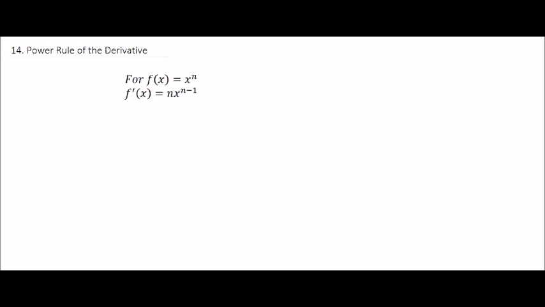Okay, today we're going to talk about the power rule of the derivative, which is a really important rule that ends up being kind of the foundation for a lot of the other derivatives that we do. And the rule can be summed up here.